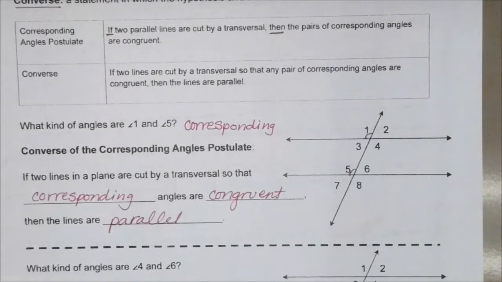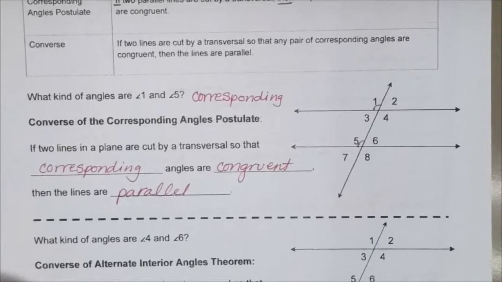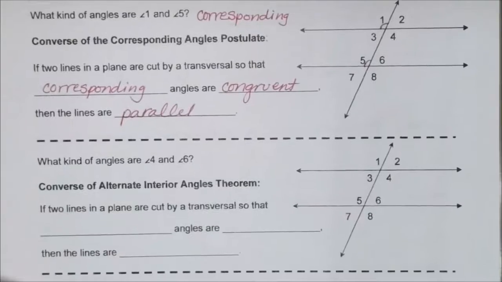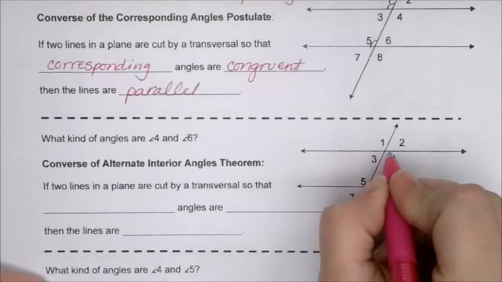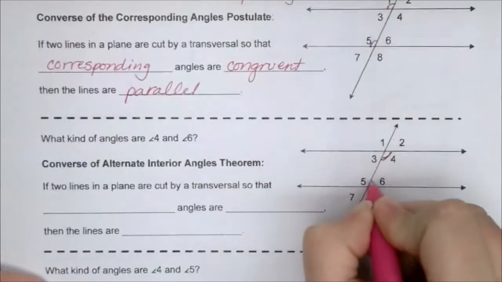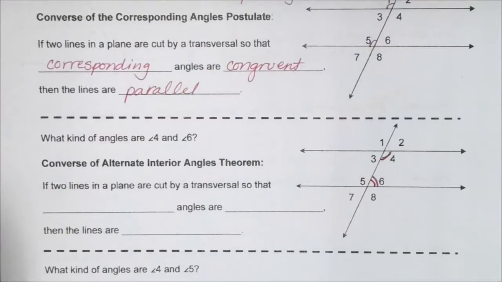4 and 6 are not alternate interior angles. Let me check that out. Hang on just a second. Okay. I'm going to change that for a minute. I'm going to call this angle 4 and angle 5. So not 4 and 6, but 4 and 5. Those are our alternate interior angles.